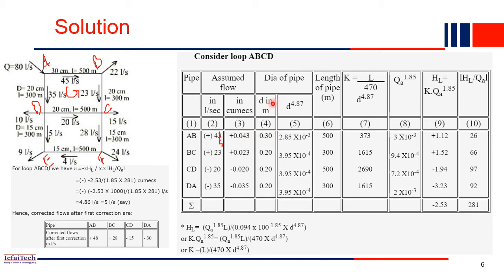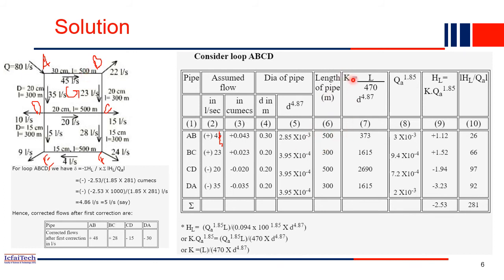Then the diameter of the pipe is already given to us, which is 30 centimeter. If you convert it into meter, then it will be 0.3 meter, and D to the power of 4.87. Why we got 4.87 is the constant, right, for our problem. So D to the power 4.87, this is the value. The length of the pipe is also given to us, 500 meter.